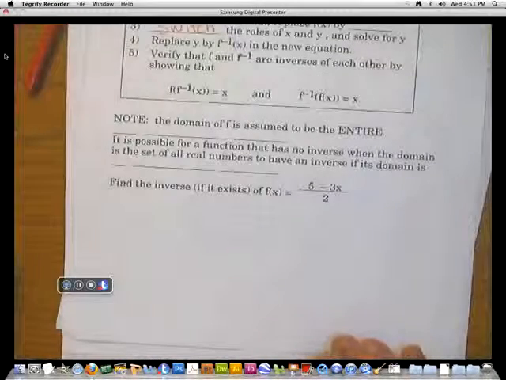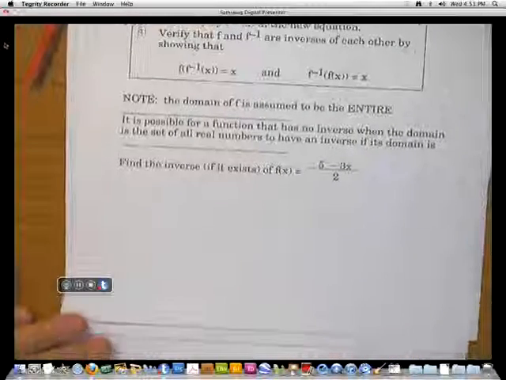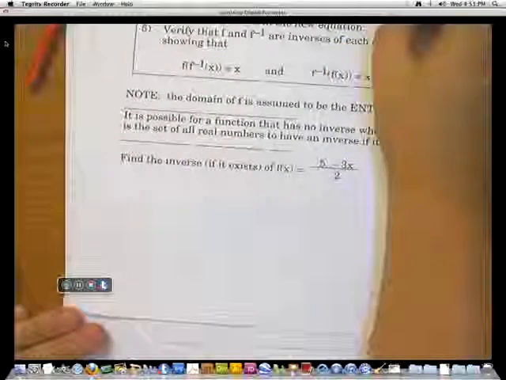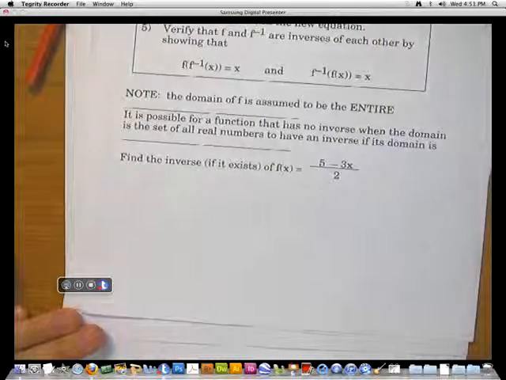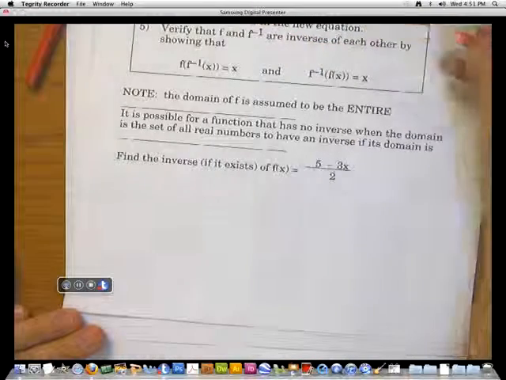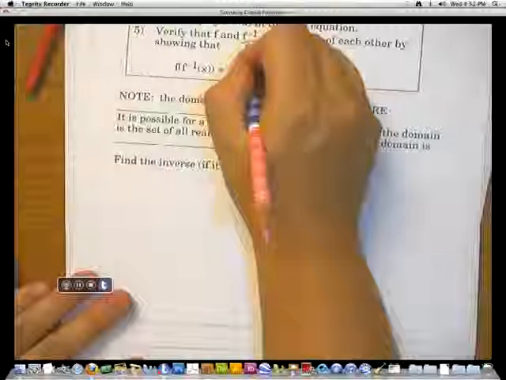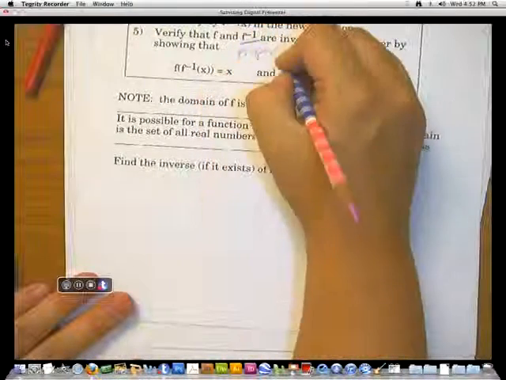I already talked about this a little bit earlier. Whenever we're trying to find the inverse algebraically, we make our f of x y, that we're used to doing, and then we switch that x and y to solve for the new y, and then we put in proper notation. That's all this is. Just put back proper notation.